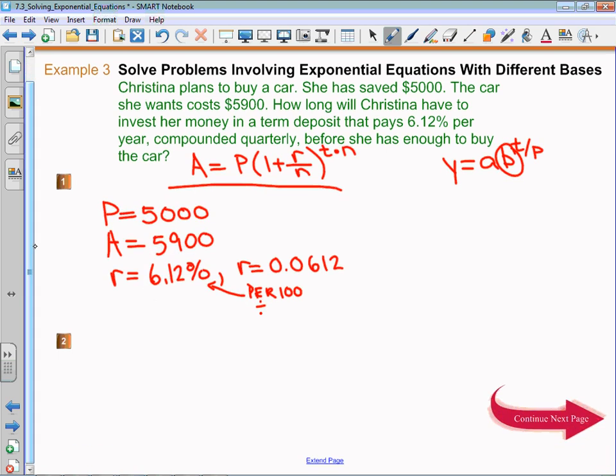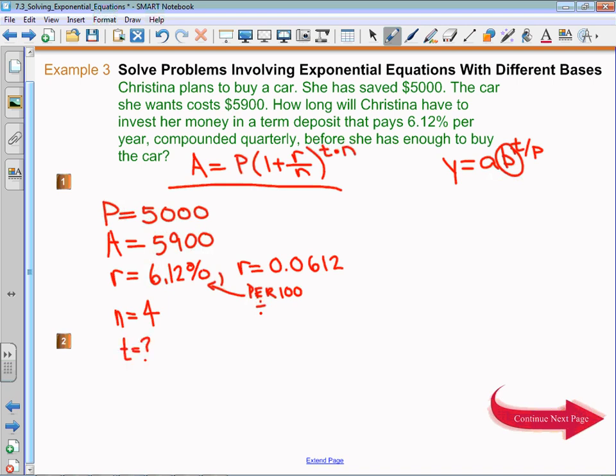It says that it's compounded quarterly, and I always recommend to students who get a little stuck with this: how many quarters in a dollar? There's the same amount of quarters in a year. So that would be 4 compounds per year, 1 each quarter. And then, annoyingly in this question, it says, how long until she has enough money to buy a car?